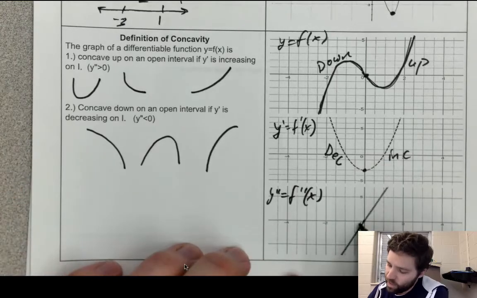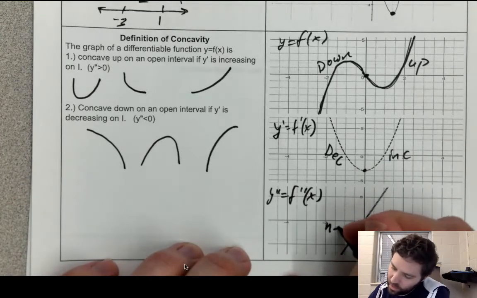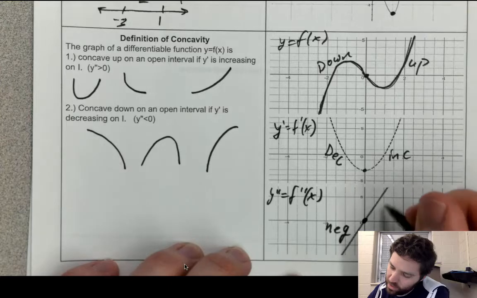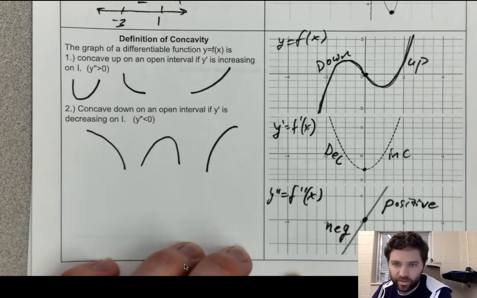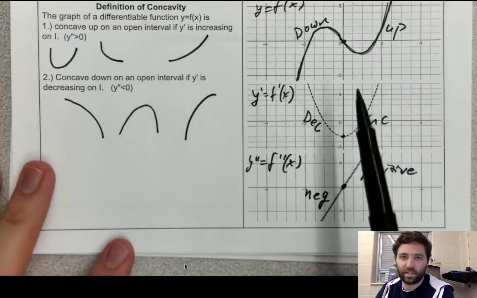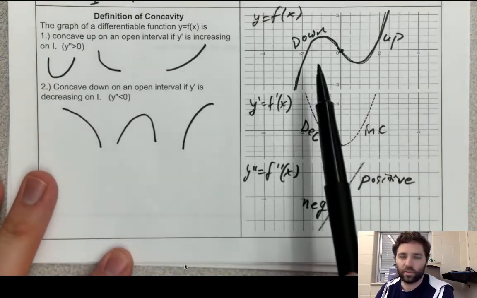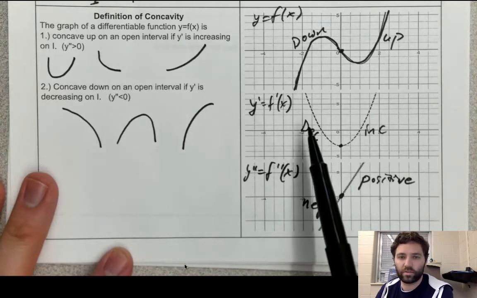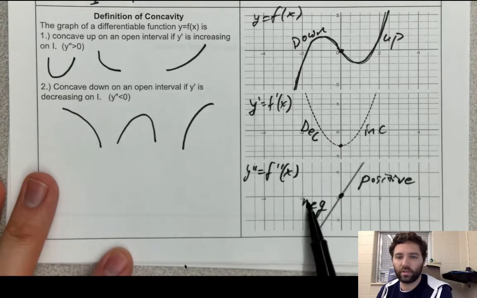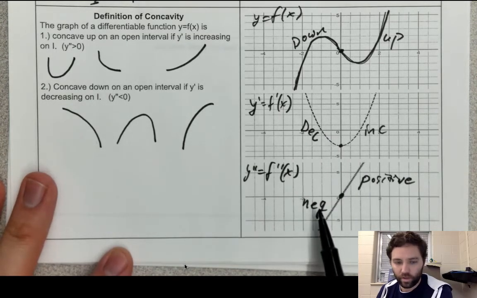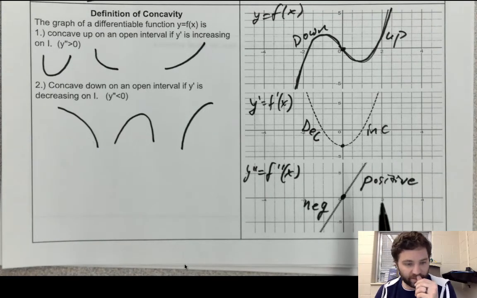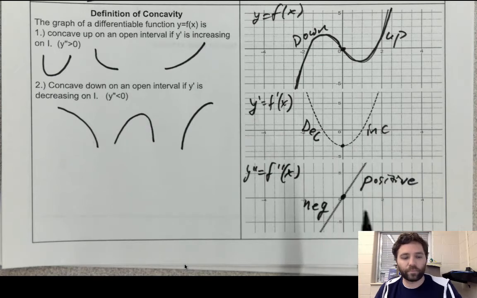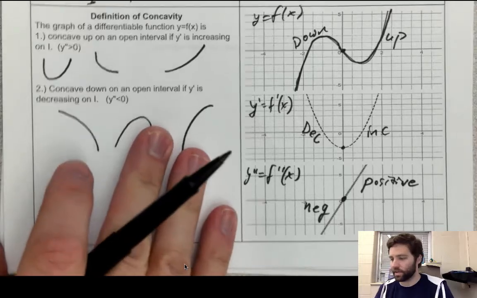In the second derivative, we have negative here, and then it switches to positive here. So the idea here is that concave down corresponds to decreasing in the first derivative, negative in the second derivative, okay? And then you can see the same thing for positive and up, all right? So I think that's it for concavity, at least on this page, so let's go to the back.